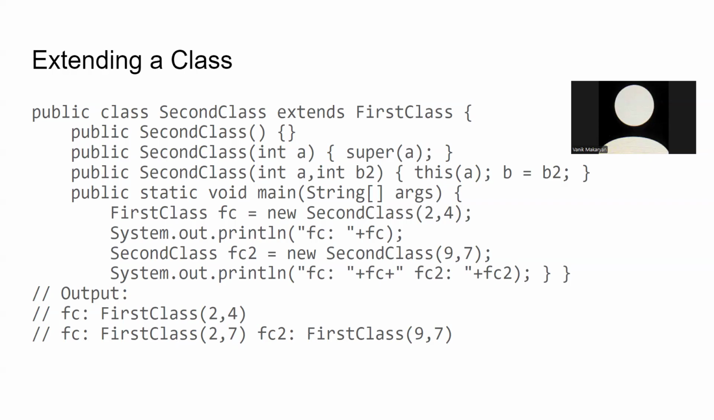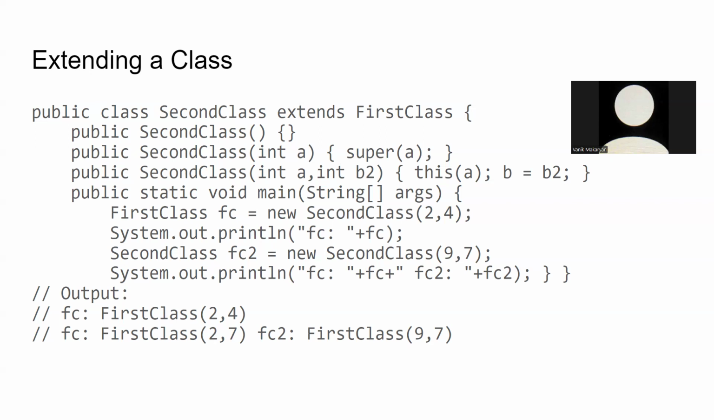Okay, so now when I go to instantiate my code, right? First class FC equals new second class. Now here's a funny thing that's going on. Every second class can also be a first class. Remember, it extends first class, so it has all the same methods that first class has. So I can assign it to a variable of type first class. And I can print it out. In this case, I'm setting 2,4, and it's going to print out 2,4, right? Because I'm setting the A variable to 2 and the B variable to 4.